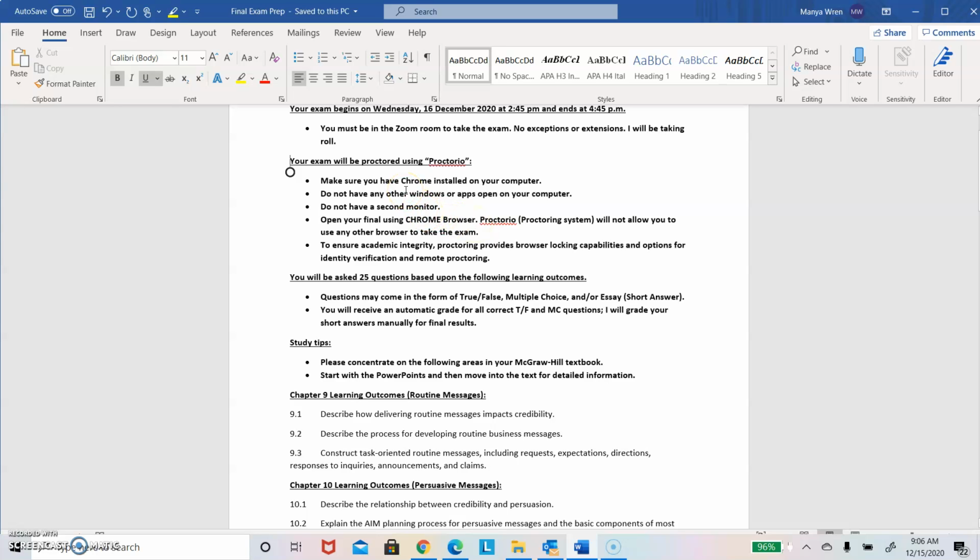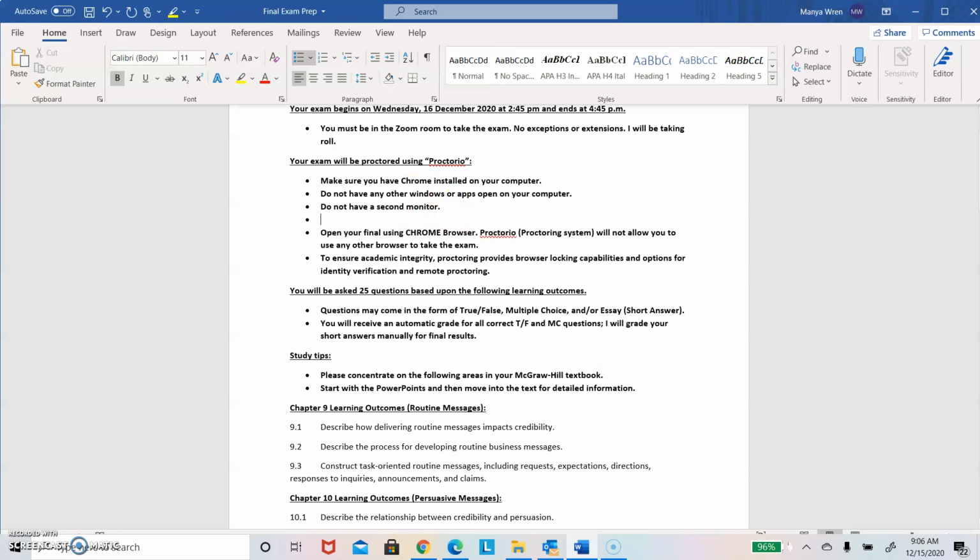You don't want to have a second monitor. You'll want to make sure that you take that out, and then you will be required to have a webcam. So make sure you have a webcam, and you probably want to take your webcam off during the exam. I think it monitors if you have it on during the exam, meaning on Zoom. So when we get to the exam, we can talk about it, but just make sure you at least have Chrome open and installed on your computer. You don't want to use another type of browser.